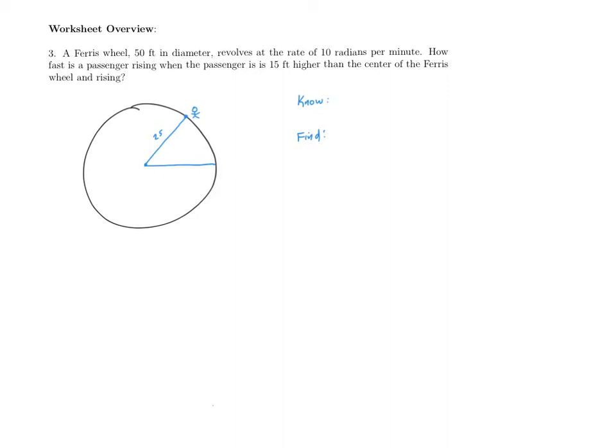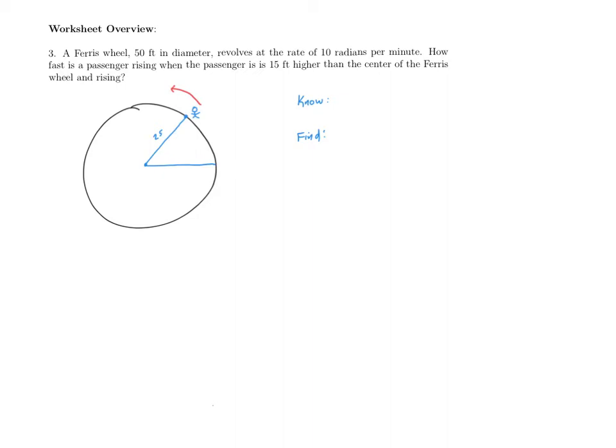A Ferris wheel 50 feet in diameter revolves at the rate of 10 radians per minute. So we have a person on the Ferris wheel, they're going around it at 10 radians per minute. How fast is that passenger rising when the passenger is 15 feet higher than the center of the Ferris wheel and rising? So I have a rough picture sketched.